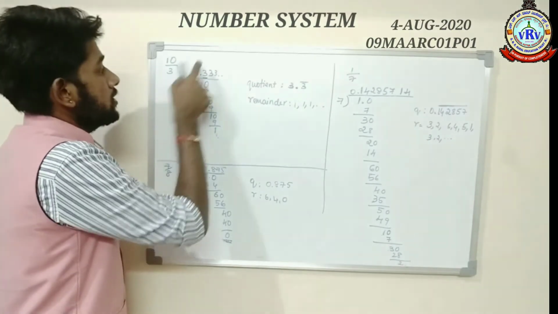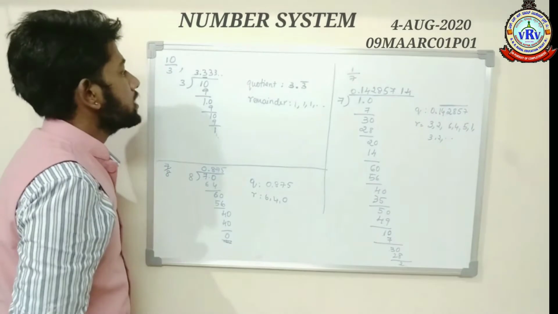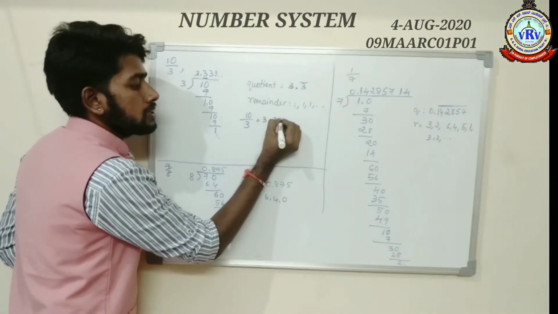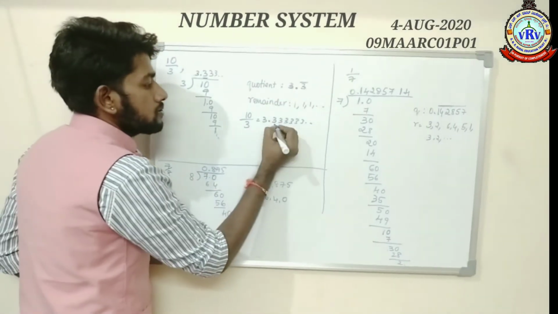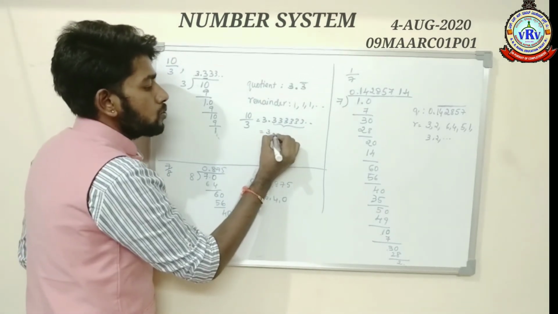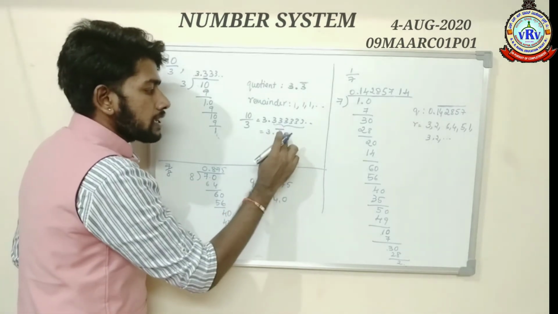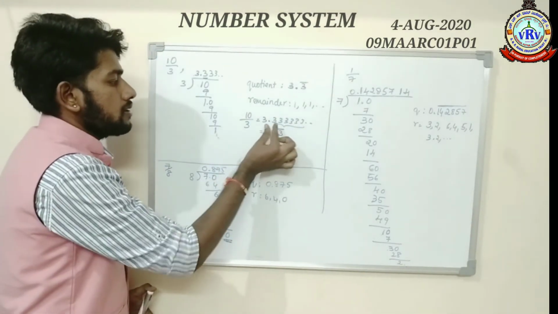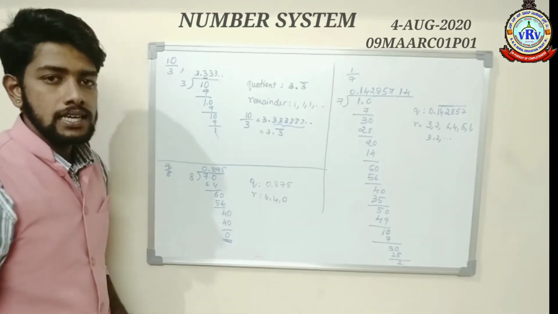You can observe here, 3 is repeating every iteration. Therefore, 10 by 3 I can write as 3.333333 and so on. Instead of that, I will use 3.3 bar. This bar indicates 3 is repeating indefinitely. This is one example of a number which is repeating indefinitely.